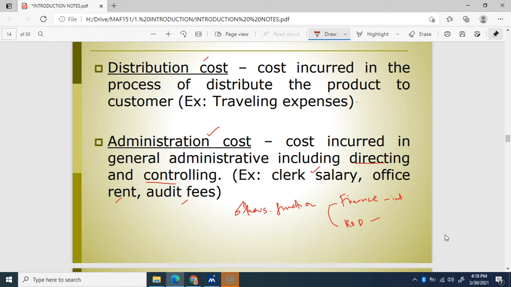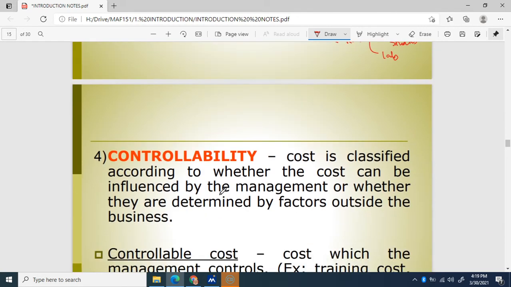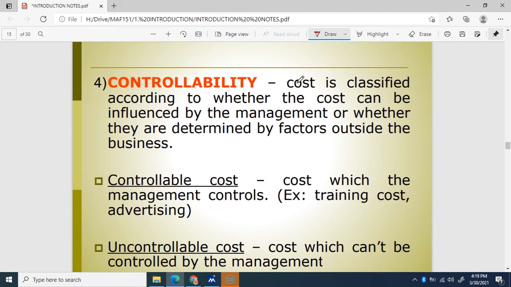R&D, for example, cost of laboratory, cost of trial runs, cost of feasibility studies, cost of lab in order to develop a new product. These come under R&D cost. The fourth classification is by controllability.